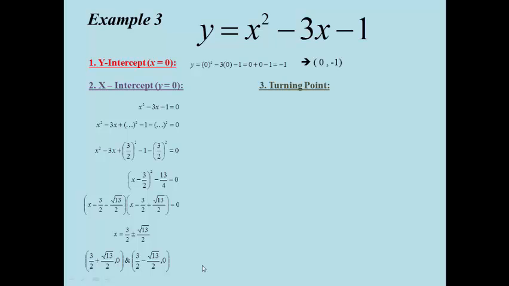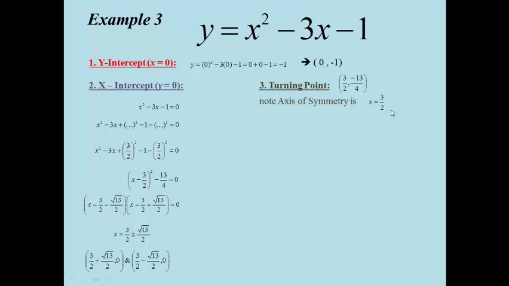We also need to find the turning point. We go backward a step, which here it is, and we look at the bracket. We do the opposite sign of what's in there, so it'd be 3 on 2, comma, negative 13 on 4. It'll be negative of that, so it becomes positive 3 on 2 and negative 13 on 4. So now I've got enough information to sketch my parabola.